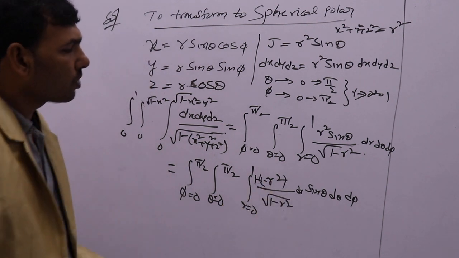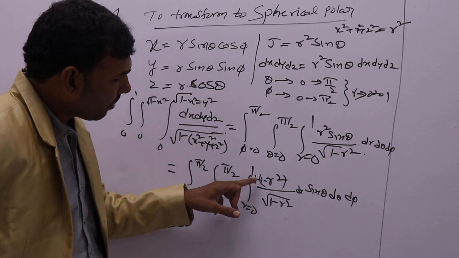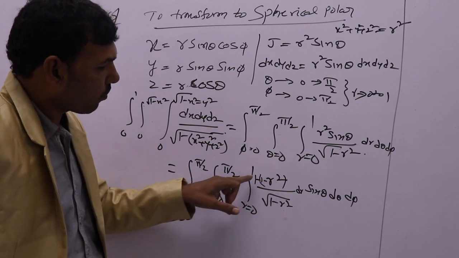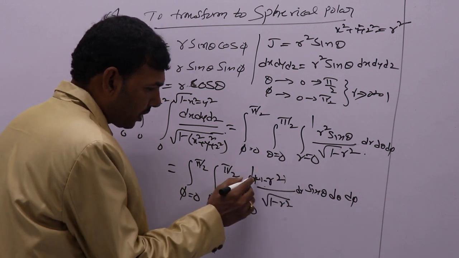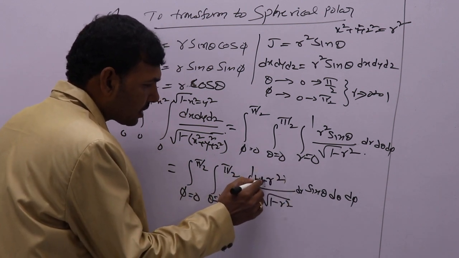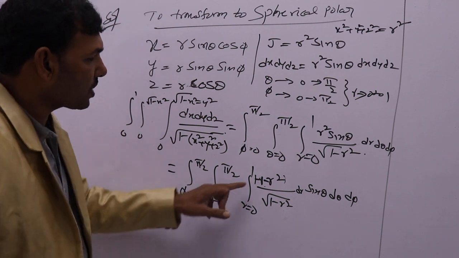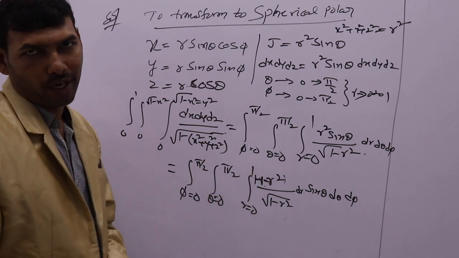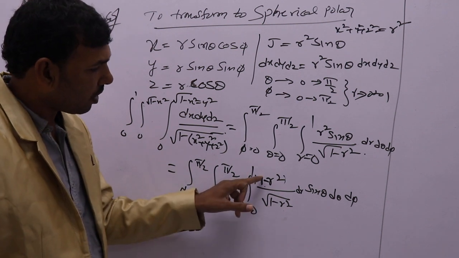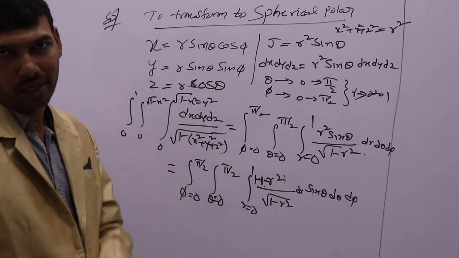So then what happens? 1 minus r square minus 1. If you want, don't keep the bracket here directly. 1 minus r square plus 1 minus 1 gets cancelled. Then what you will have? r square only. So to get this form, we are adding and subtracting 1.